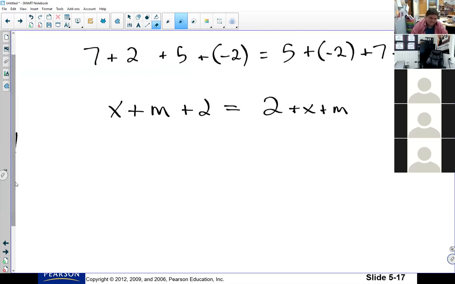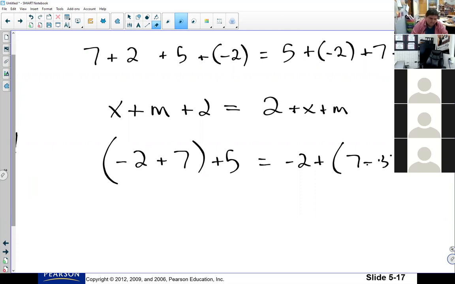Associative is anytime you see something with brackets. So if I gave you -2 plus 7 plus 5, and I put brackets like this, -2 plus 7 plus 5, right? That would be associative property because it doesn't matter where those brackets are. Sorry, that's supposed to be a plus 5.